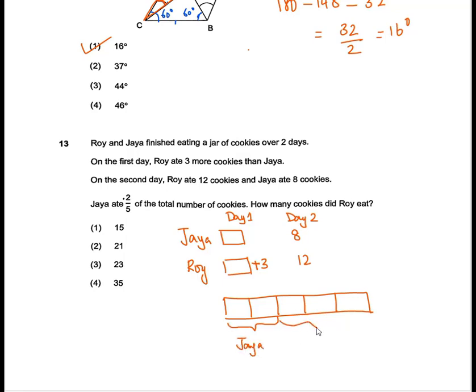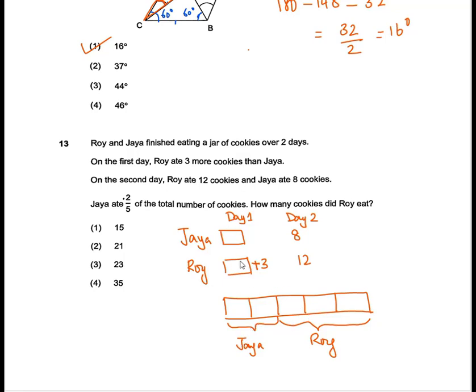And these 3 units were what was eaten by Roy. Now, when you look at it, the only thing that stands out is Jaya ate 2 units of cookies and Roy ate 3 units of cookies, and the difference between the two is going to be 3 units minus 2 units, which will be 1 unit here. So the difference between Roy and Jaya is 1 unit, right?